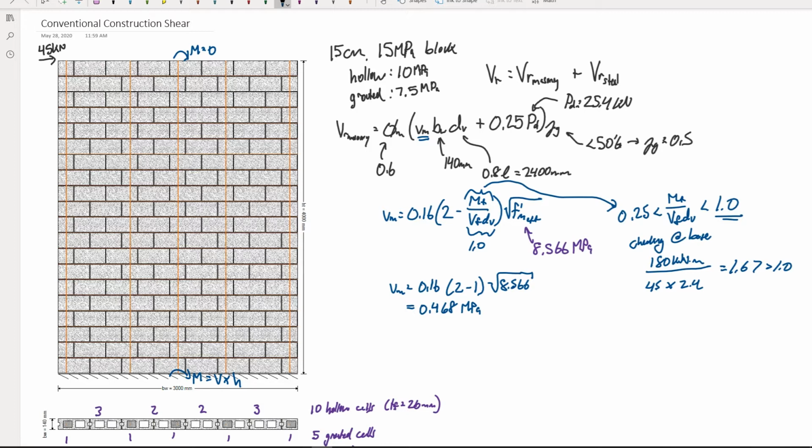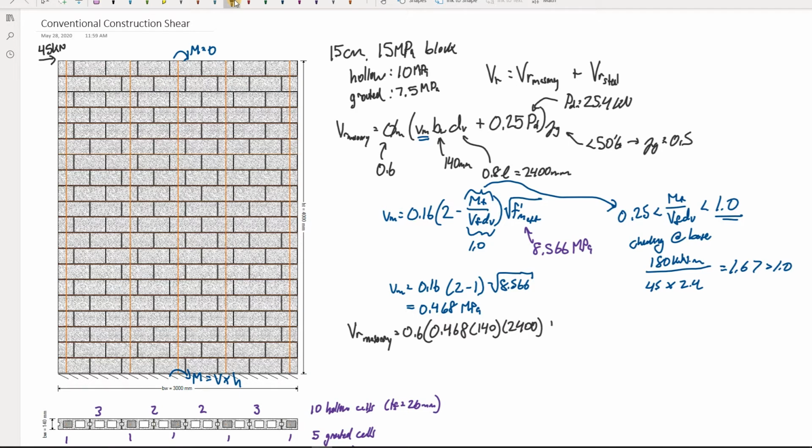Okay, so now we have this value. So we know phi m, VM, we have these upper values. So I believe we have enough. We can go ahead and we can calculate this VR masonry. So I'm going to go back to the black colored pencil here. So if we go back, VR masonry is equal to 0.6, and then we open up this bracket. We just calculated VM, so we have 0.468. Multiply that by 140 millimeters, and then our shear depth, this is 2,400.